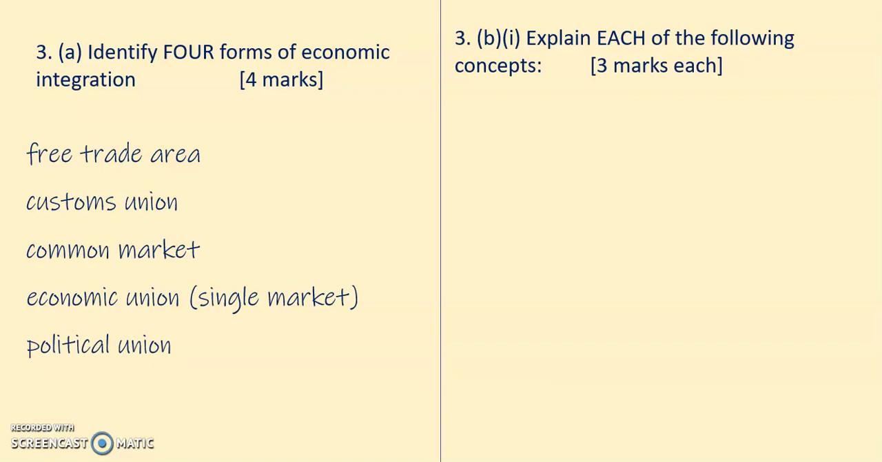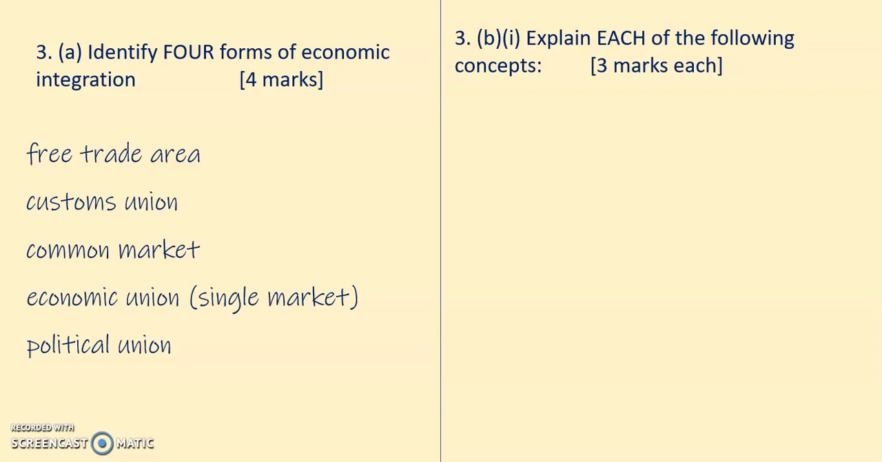Alright? So they come down in order of complexity. The simplest is the free trade area, and the most complex is the political union. Okay, anyway, part B1 asks us to explain each of the following concepts, and you're getting 3 marks for each concept that you explain. So you expect to have 3 defined points in your answer for each.